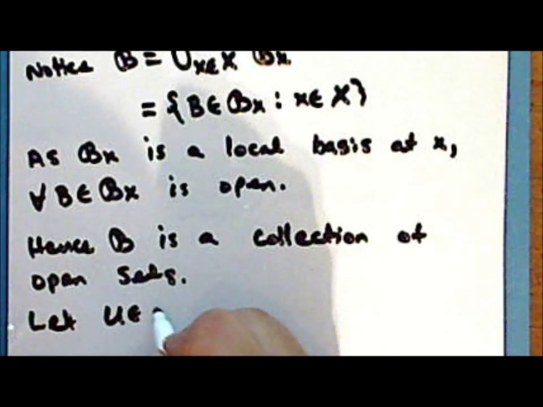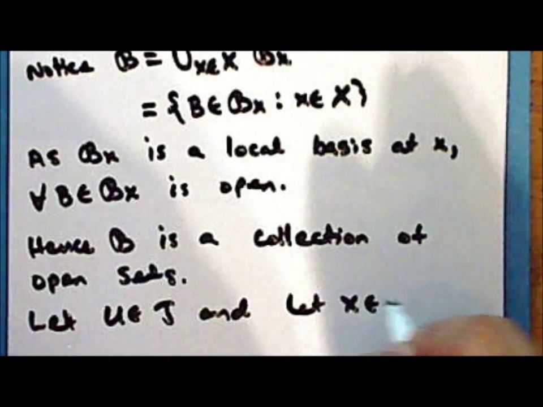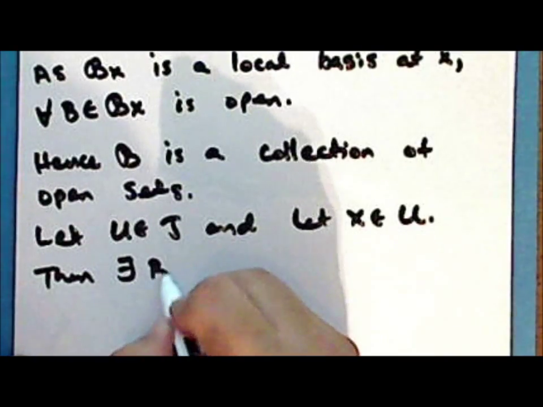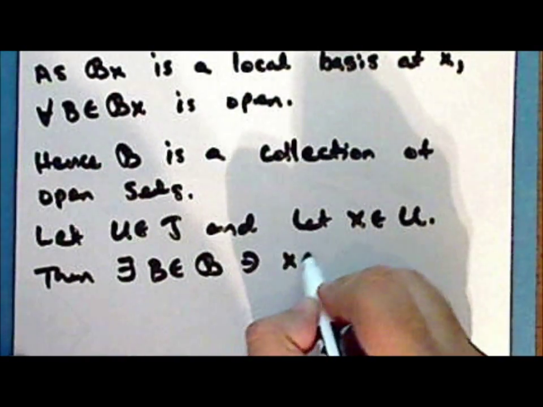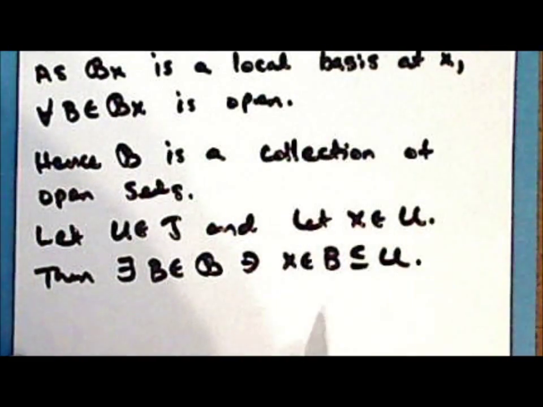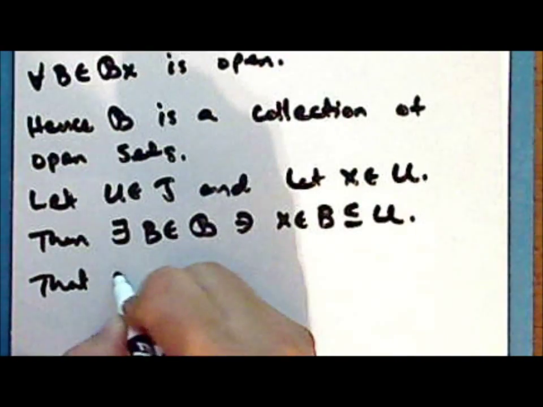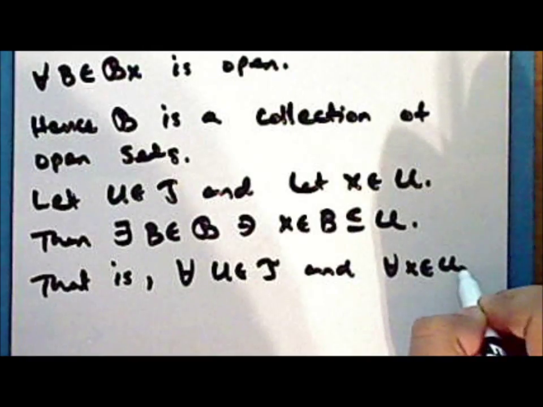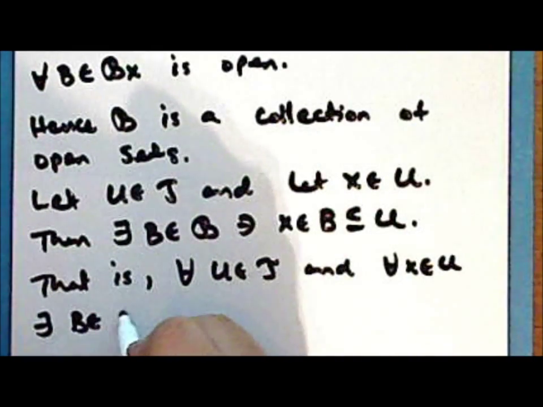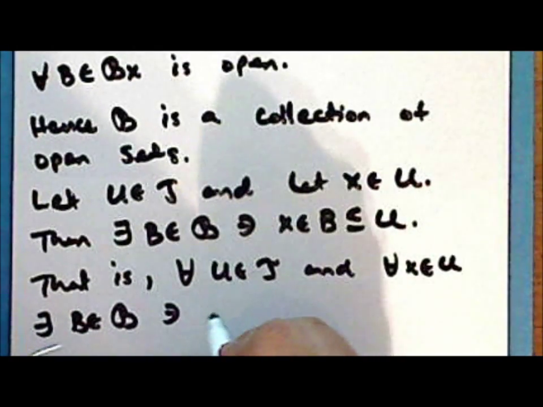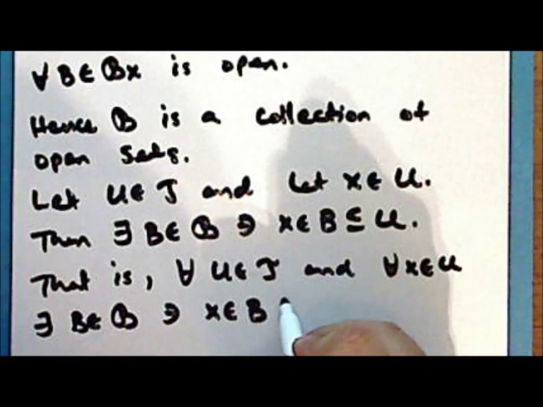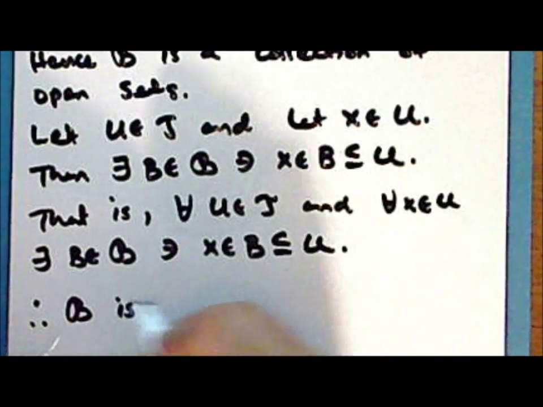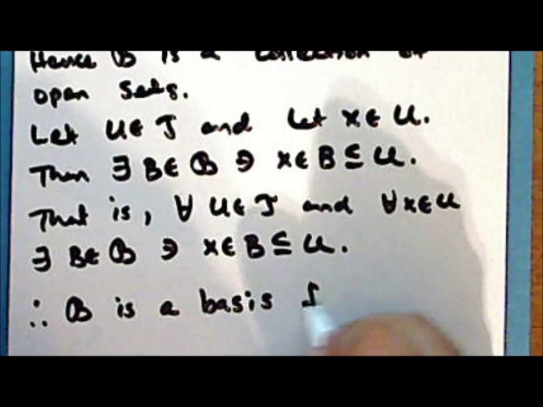Now let U be open, and let X be a point in set U. Then there exists an element B in the collection script B such that X is in this set, which is a subset of the set U. That is, for every open set and for every point in that set, there exists an element in the collection script B, which is a collection of open sets, such that the point is in this set, which is a subset of the set U. And therefore, the collection script B is a basis for the topology tau.